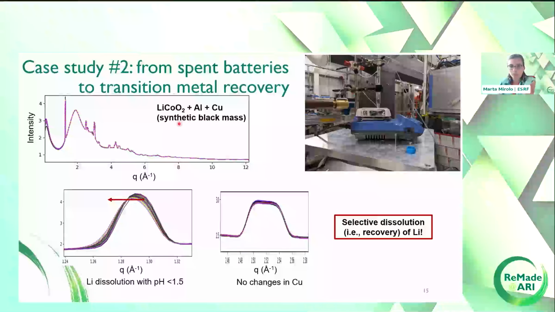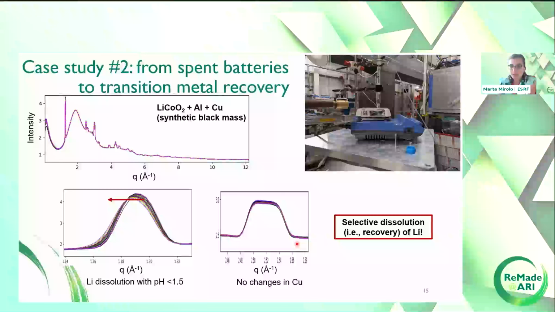So it's a mixture of the active material of the battery, so lithium cobalt oxide, and the current collectors, aluminium and copper. And then what we saw is that if we look at the peak associated to the active material, the lithium cobalt oxide, we see a shift during this process, especially when we are below 1.5 in pH. This shift is associated to the leaching of lithium. So we are dissolving lithium from this powder.